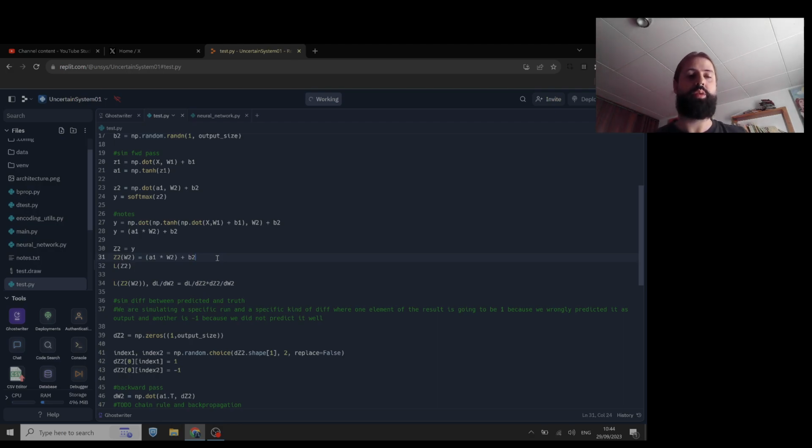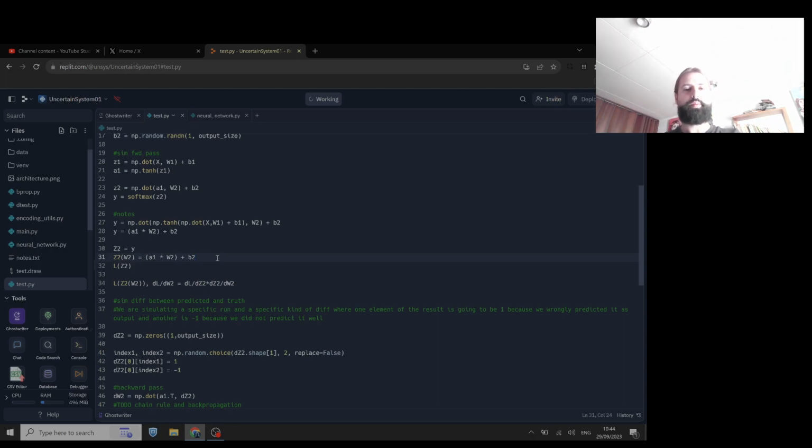You're working with an instantiation of A1, which is your random initialization of W1. That's what you're working off of, because you want a specific value. That's fine.